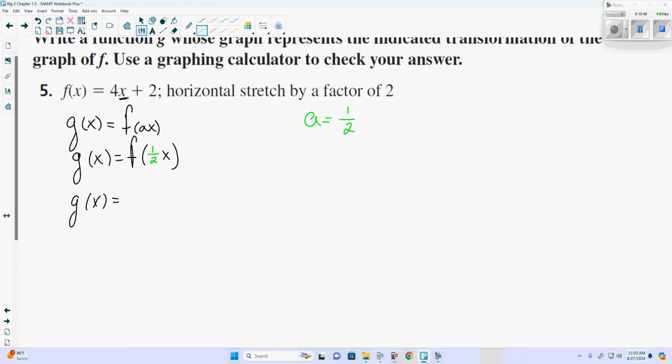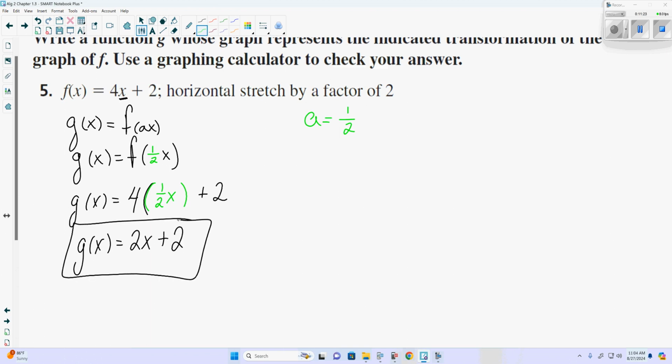So we have to go back into the function and replace every x in the function 4x plus 2 with 1/2 x. So we'll have 4 times 1/2 x plus 2. And the only thing we really have to do, after writing this out, is multiply the 4 and the 1/2 x. Well, 4 times 1/2 is 2, so 2x plus 2. And that's it.